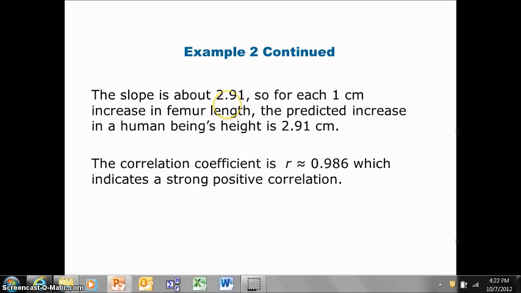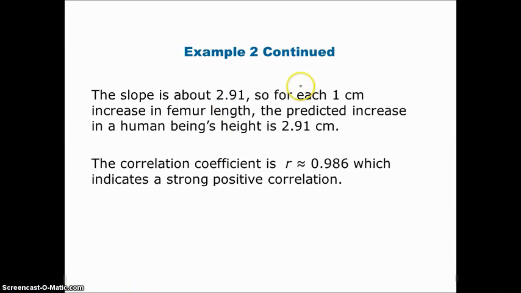So the slope is about 2.91. For each 1 centimeter increase in femur length, the predicted increase in a human being's height is 2.91 centimeters. The correlation coefficient was 0.986, which indicates a very strong positive correlation.